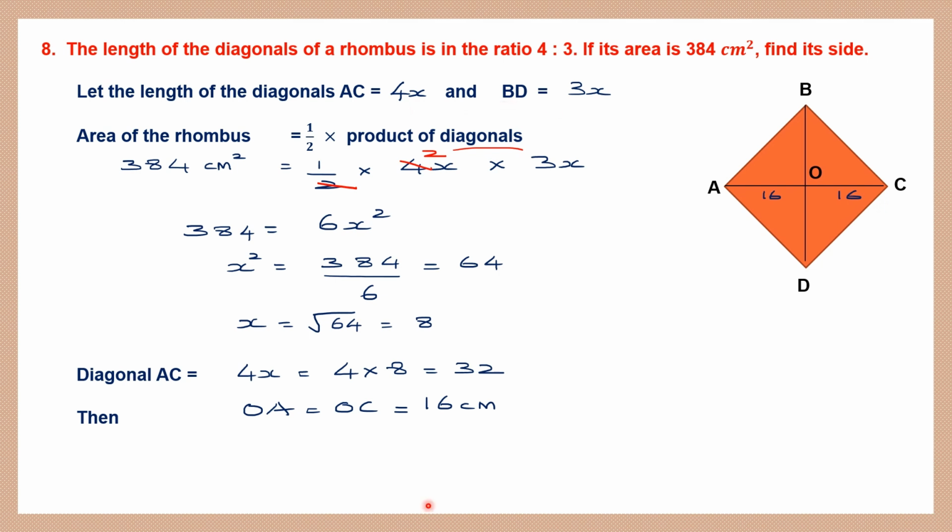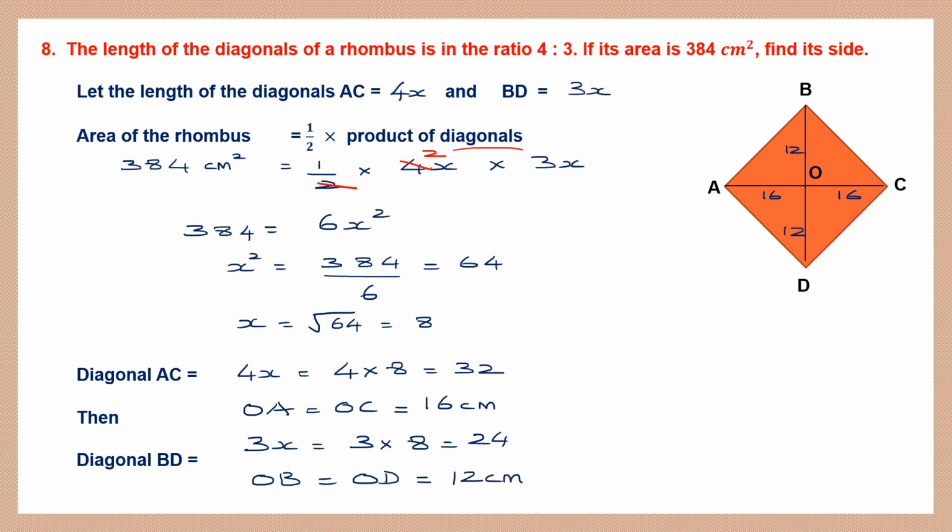Now let's take BD. Diagonal BD in the same way, diagonal BD is 3x. That means 3 into 8. 3 8s are 24. Now look at the diagonal BD. The diagonal BD, the whole thing is 24. That means OB and OD will be half of it. That is, half of 24 is 12. So this is 12 and this is also 12. So we can write that. Then OB, carefully write this, OB is equal to OD and that is equal to 12 centimeters.